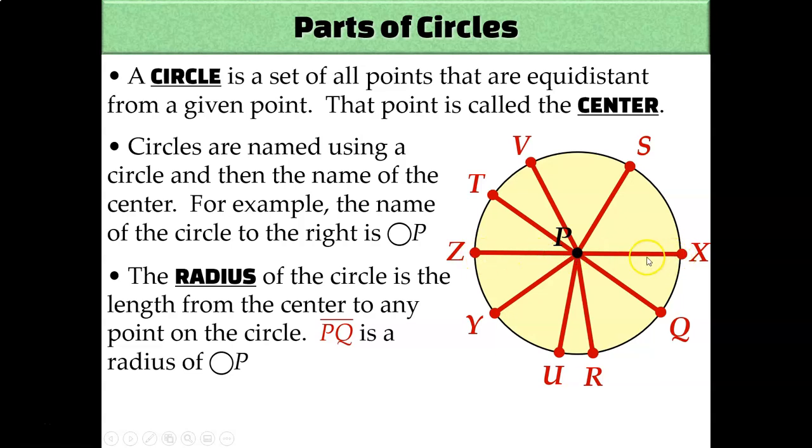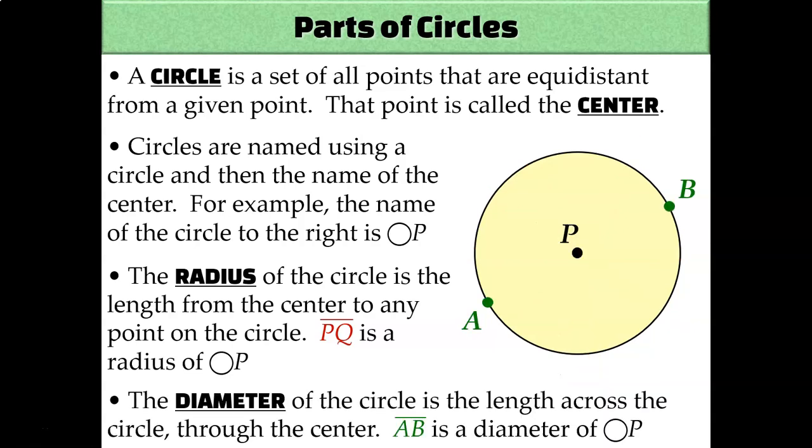Now looking at this diagram, you'll notice some of our radii go all the way across the circle. They go from one point on the circle through the center to another point on the circle, like ZX or QT. These are called diameters. So AB in this diagram would be considered a diameter because it connects a point on the circle to another point on the circle, but as it does so, it passes through the center.